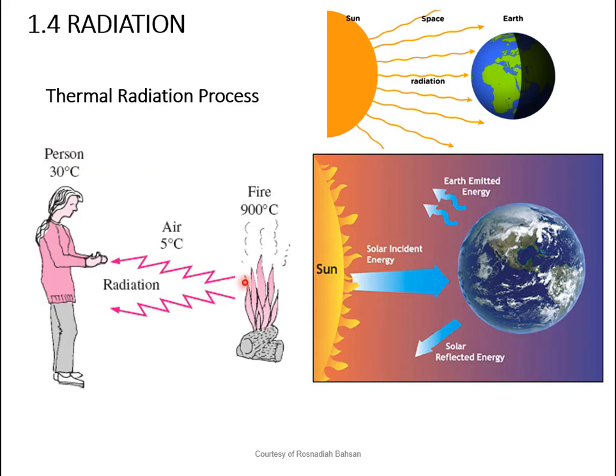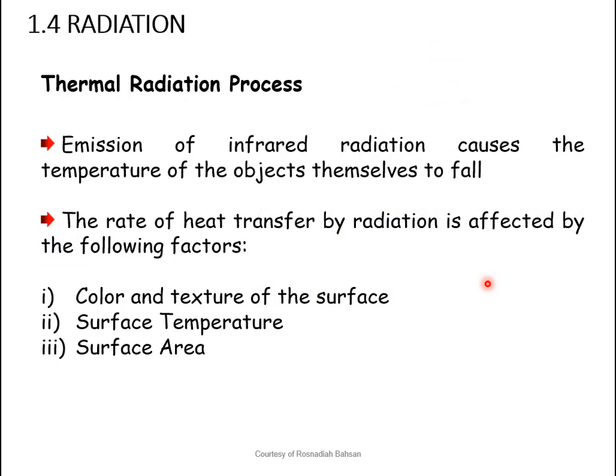Okay, so this is some simple phenomena for the radiation. As you can see here, a person at 30 degrees C, a fire at 90 degrees C. The radiation from this hot temperature might be transferred to the body via radiation. Solar incident energy, the solar energy directed from the sun towards the earth, is also known as radiation. In the thermal radiation process, emission of infrared radiation causes the temperature of the objects themselves to fall.